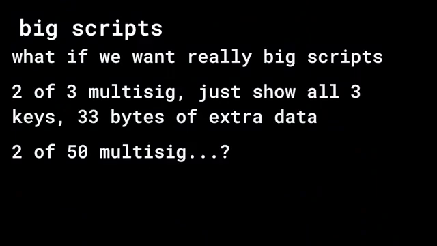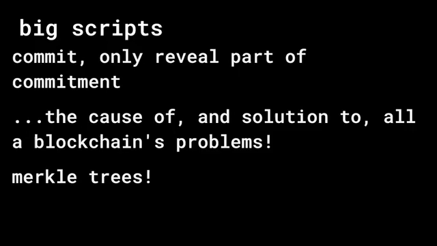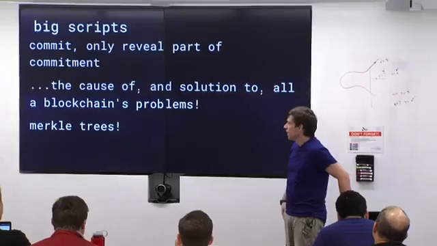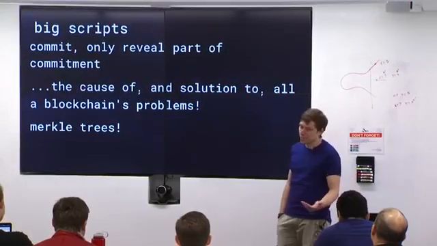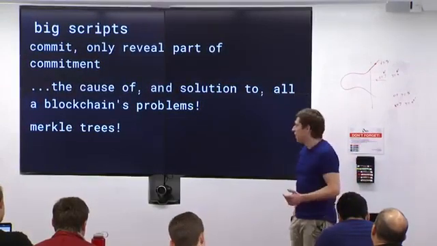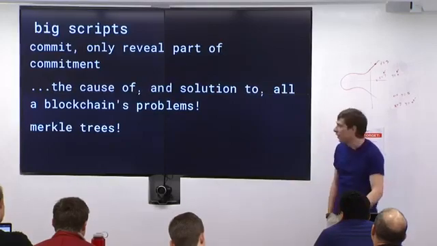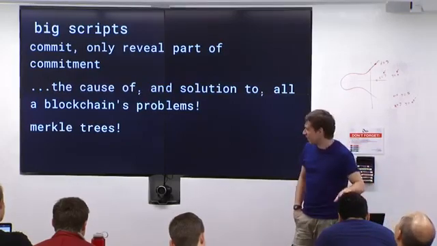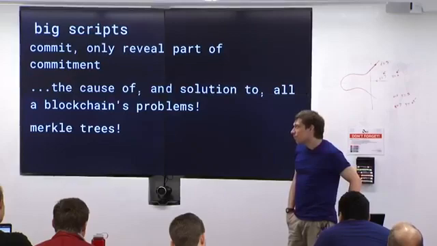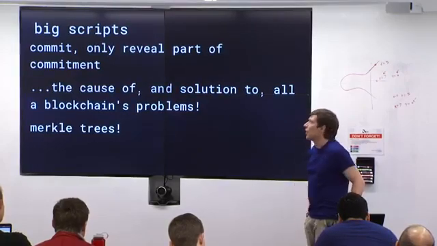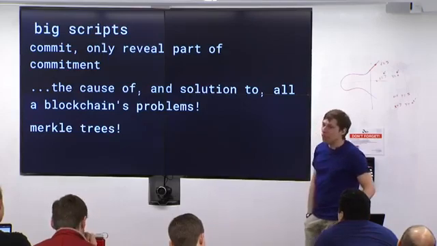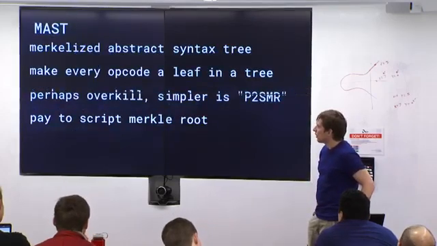So how would you do 2 of 50 multisig? Any ideas? Okay, you commit and only reveal part of a commitment. Because of, in solution to all of blockchain's problems, Merkle trees, right? That's sort of the solution for all. Throw a Merkle tree on it, which is sort of actually what I'm working on now for another thing. So yeah, you commit to some kind of root, and then you reveal only part of what you've committed to.